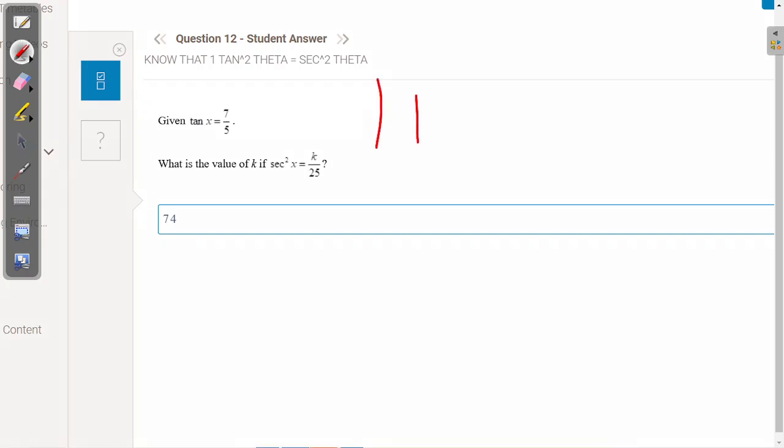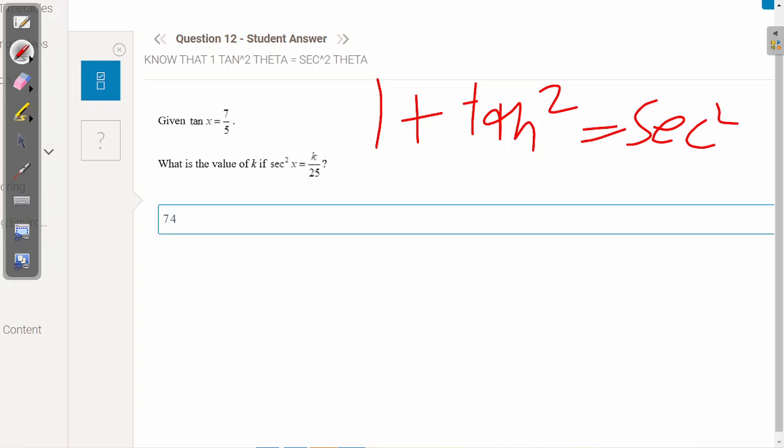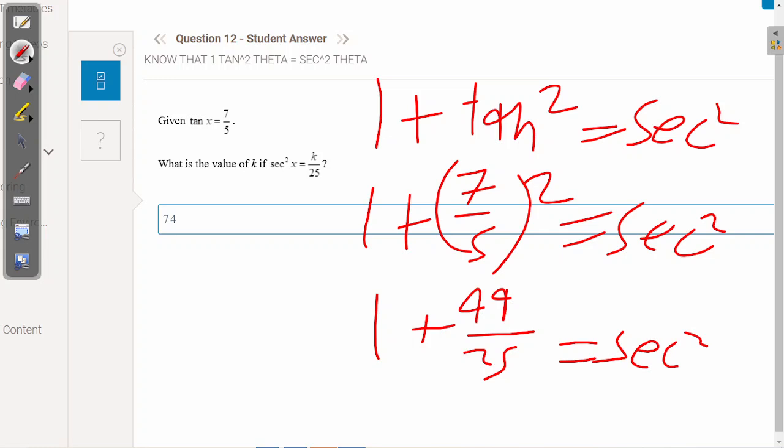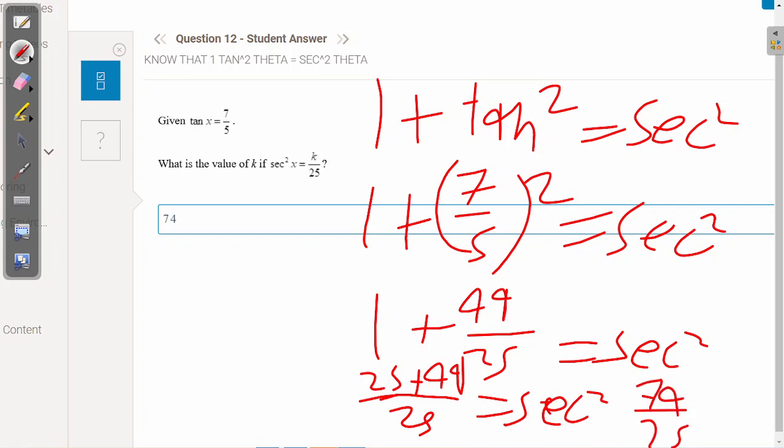This one uses 1 plus tan squared equals secant squared. So 1 plus 7 over 5 squared equals secant squared. 7 squared is 49 over 5 squared is 25 equals secant squared. 1 can be written as 25 over 25, so 25 plus 49 over 25 equals secant squared. 25 plus 49 is 74 over 25, so they want k, so just 74.